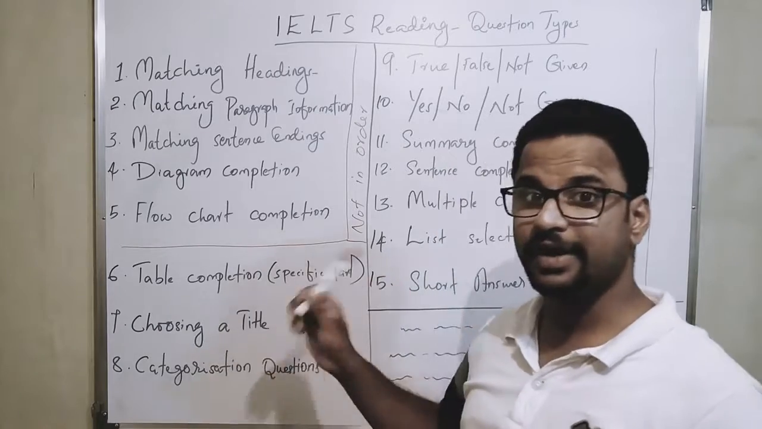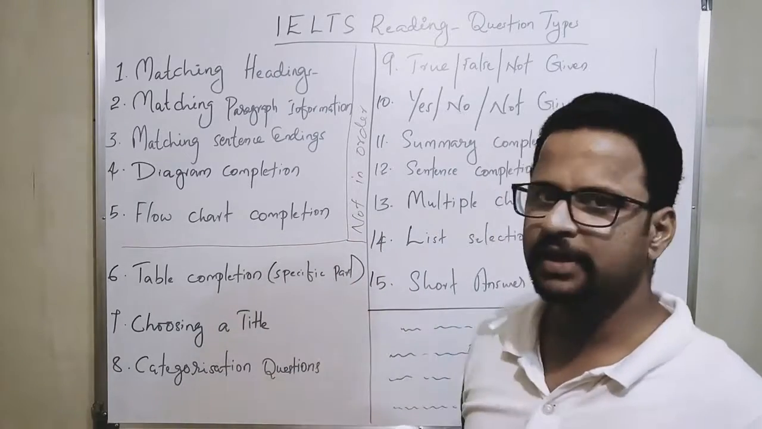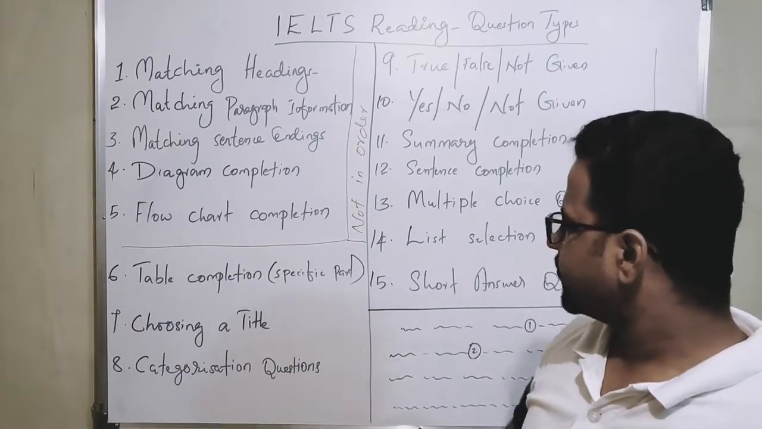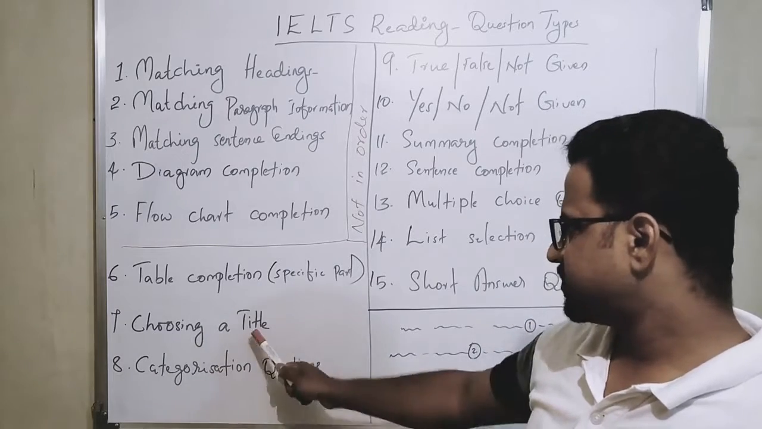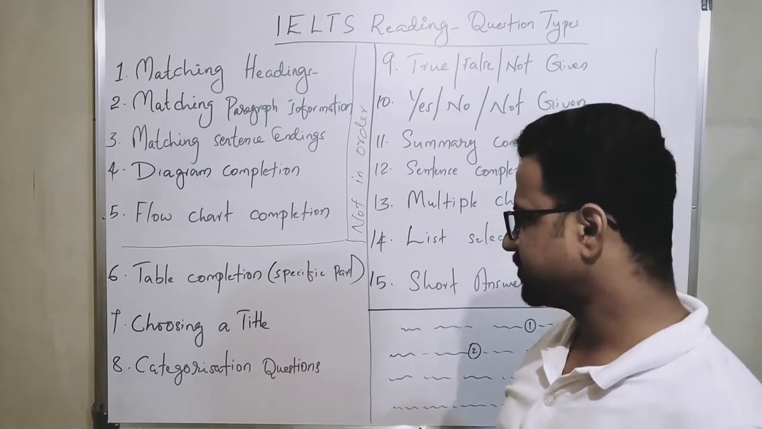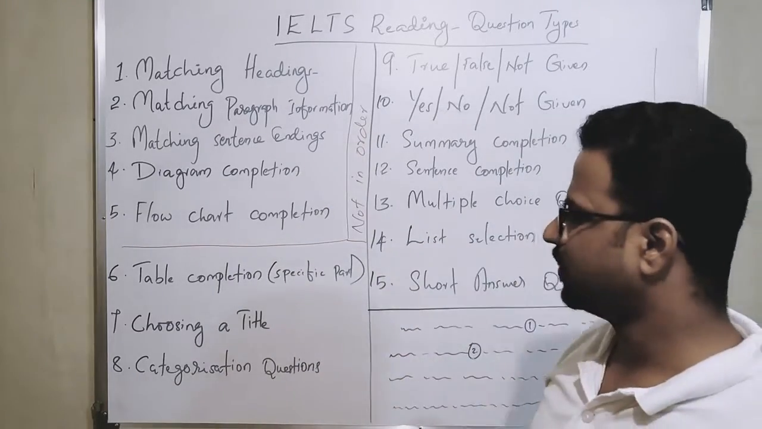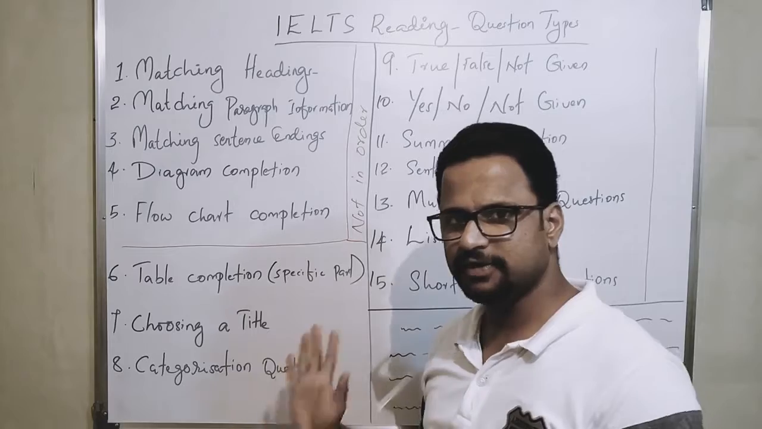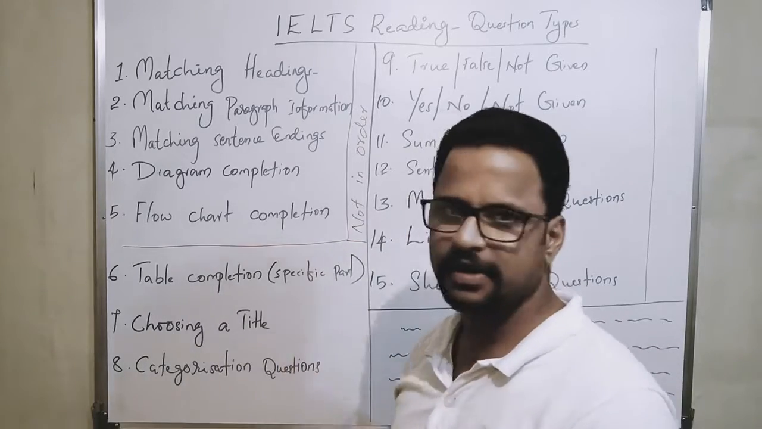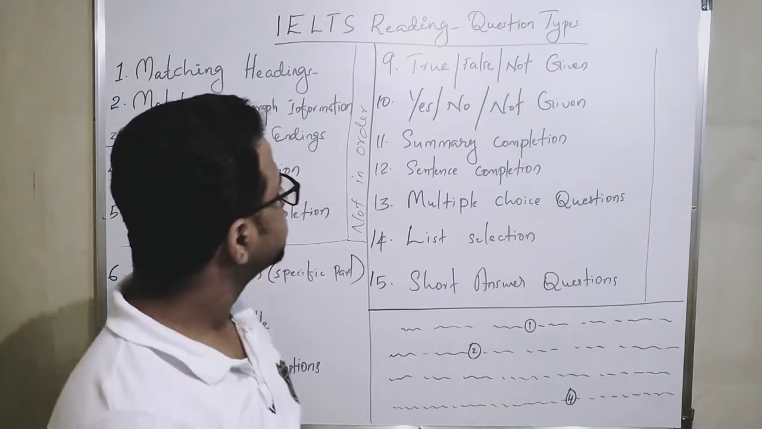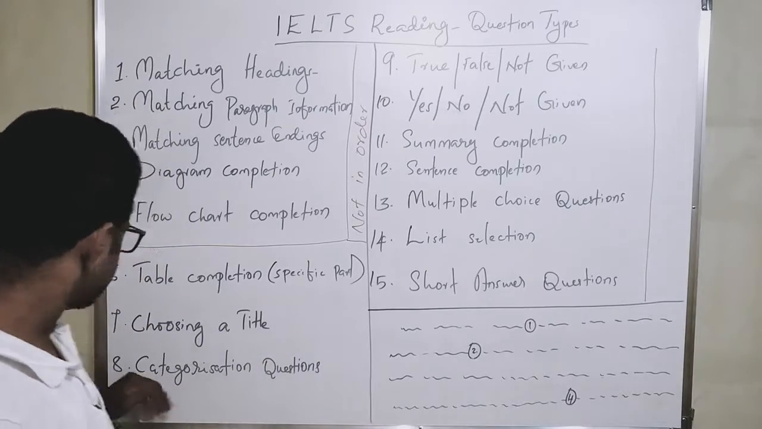You don't want to read the entire passage for answering these types of questions, right? So the next one is choosing a title and then categorization questions. For choosing a title for a paragraph, there's no point in discussing whether the answers are in order, because that's actually a title for the paragraph, and then again categorizing the paragraph, right? So we finished almost 8 here.